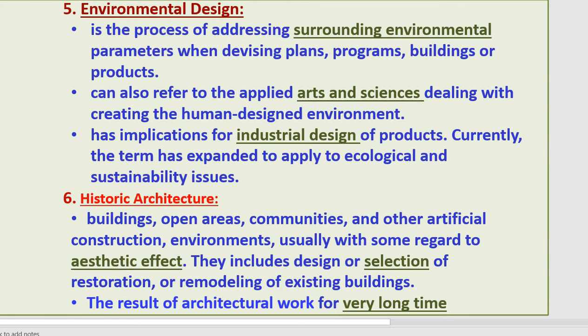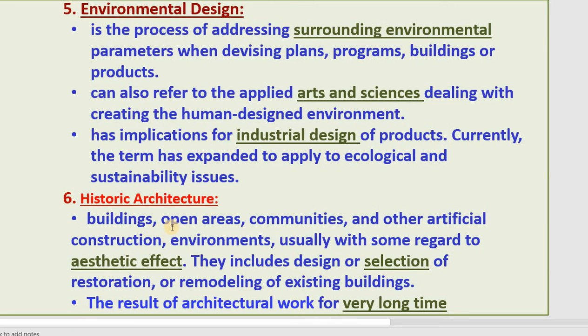Okay, number 5 is environmental design. Before, we talked about interior design and landscape design. So now it's environmental design. It designs the surrounding environment for devising plans, programs, buildings, and products. They apply arts and science to deal with the human-designed environment. They have implications for the industrial design of products, and they also apply to ecological and sustainability issues.